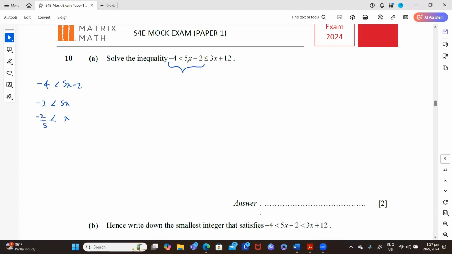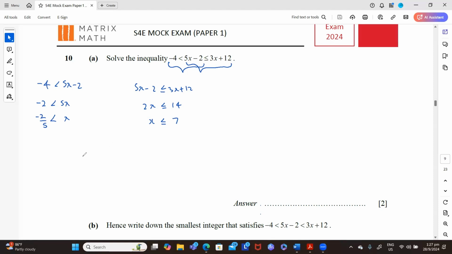Now on this side, extract this part out now. So it's 5x minus 2. Shift this over, so it's 2x is more than 14. Sorry, 2x is less than or equal to 14, so x is less than or equal to 6. Okay, so how do you give your final answer?